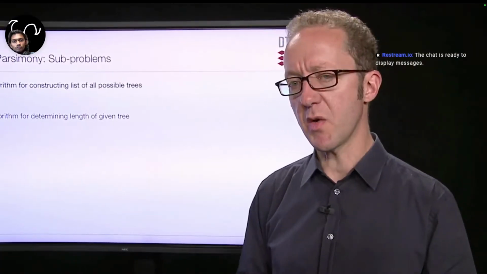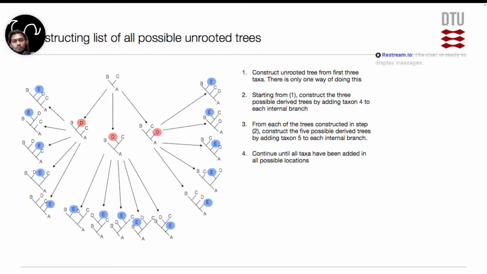So let's just look at how we solve these two sub-problems. First, constructing the list of all possible unrooted trees. How do we do that? It turns out that a very simple algorithm is to gradually build the tree one leaf at a time. If we start out, as indicated on this slide, by building a tree with only 3 species, then there is just one way of doing that.